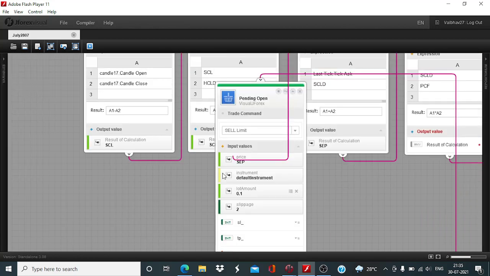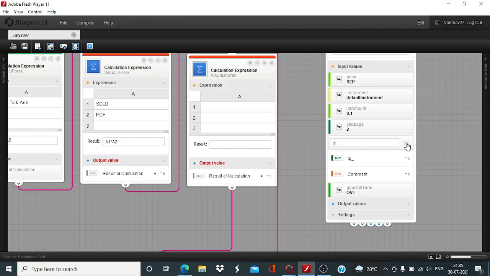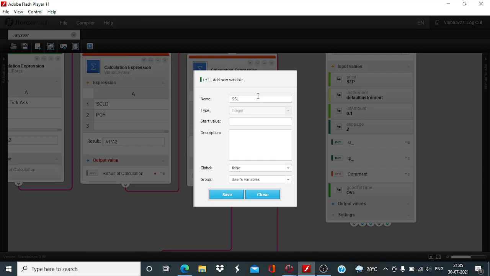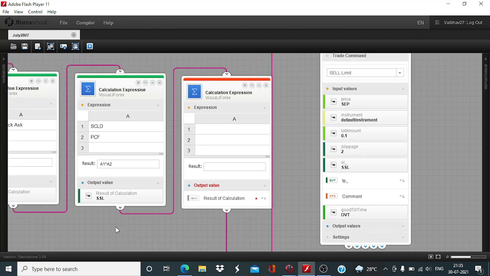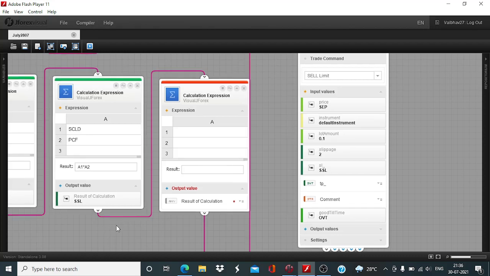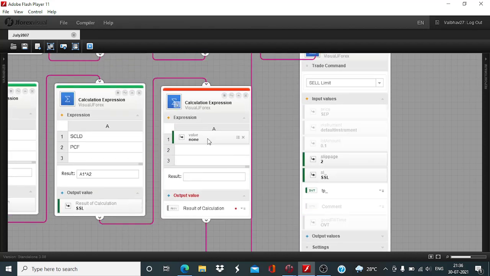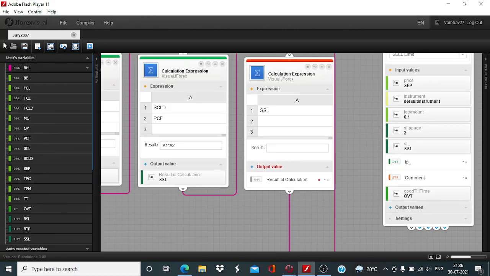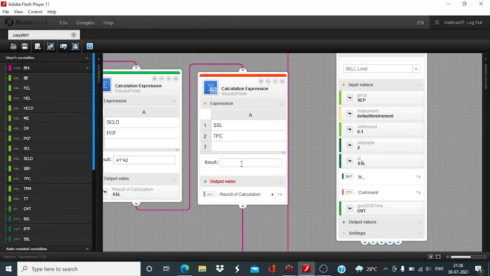Now coming to defining of stop loss and take profit. I will create new variable here, SSL, and assign it to this output value. So essentially our stop loss is equal to the half of the last 4 hourly candle closing and opening difference, and we multiply it with 2. This variable has the value of 2. Let me be sure one more time. Yes, this is going to be A1 into A2.